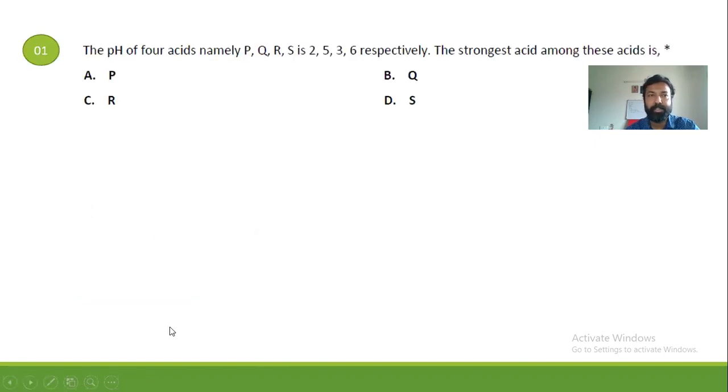So the first question is, the pH of four acids, namely P, Q, R, S, is given as 2, 5, 3, 6 respectively. The strongest acid among these is? When we are solving this question, it is a simple question to answer. On the pH scale, if I take 0, 7, and 14, my dear students, less than 7 is acidic, and more than 7 is basic. As we move from 7 to 6, 5, 4, 3, 2, 1, acidic character goes on increasing. And from 7 onwards, it is more basic. So your question here is clearly asking for the strongest acid among these.